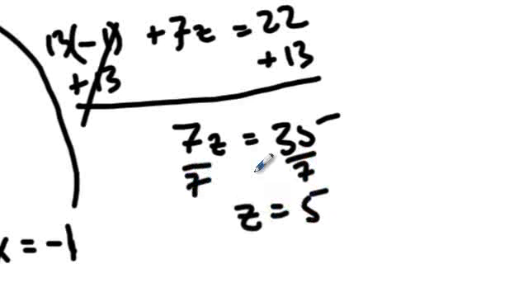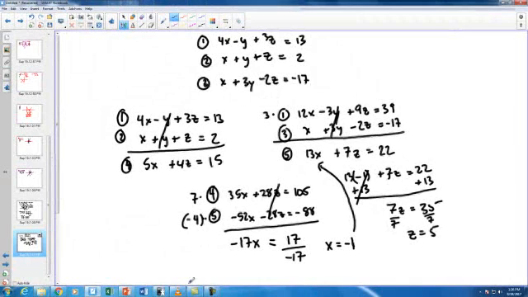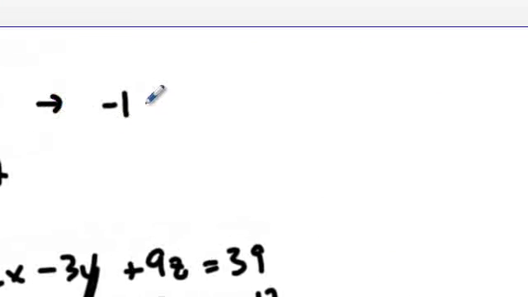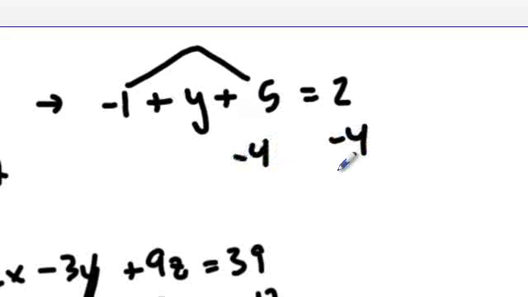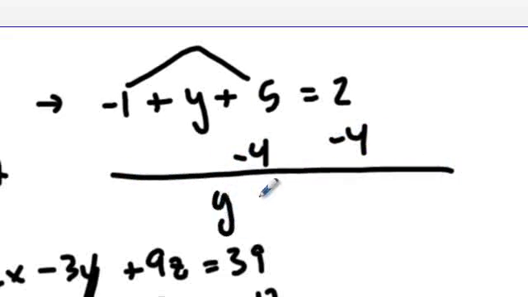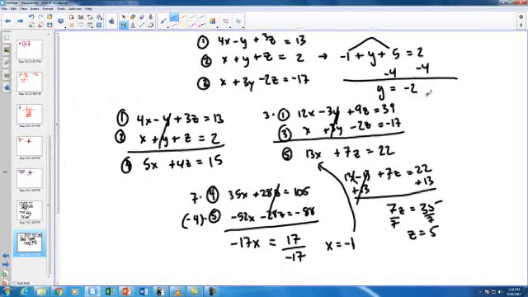Okay, so now I know x, I know z, I need to find y. And I like equation number 2 because they're all singles. There's no multiplication to do. So x is negative 1 plus y, which I don't know, plus z, which is 5, should equal 2. The negative 1 and the 5 turn out to be 4, so I'm going to minus 4 from both sides. I'm left with y equals negative 2. So my answer would be negative 1, negative 2, and 5.